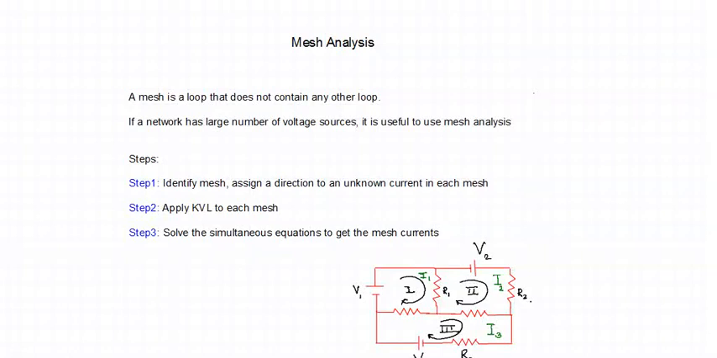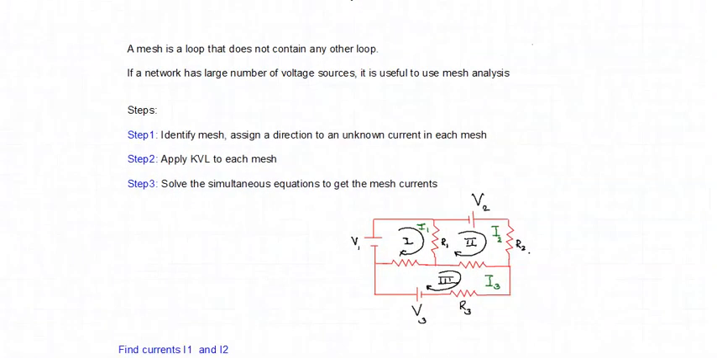So what are the steps? How do I start applying mesh analysis? The very first step is to identify your meshes. Then assign a direction to the unknown currents in each mesh. Let us understand these steps with a particular example. I've shown a small circuit here. If you have been asked to find the currents and the voltages in this network, and we see that there are three voltage sources here, with every loop, every mesh, having a voltage source, then the best way of analyzing this would be to apply mesh analysis.